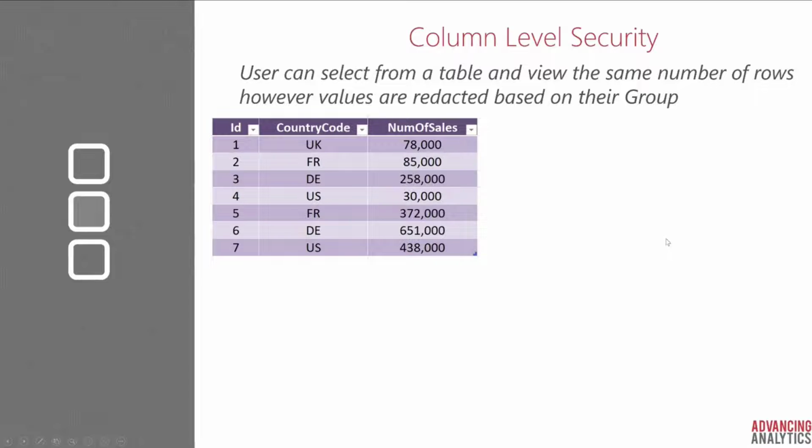For something that might be a slightly different scenario, we'll look at maybe some column-level security, and we've got an example there of how we could do that. So for this scenario, a user can select from a table or a view, but we want to maintain the number of rows this time. However, we'll just want to redact some of these values based on the particular group again.